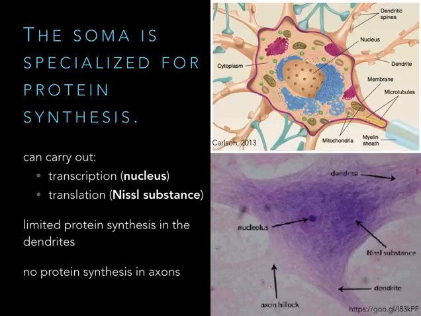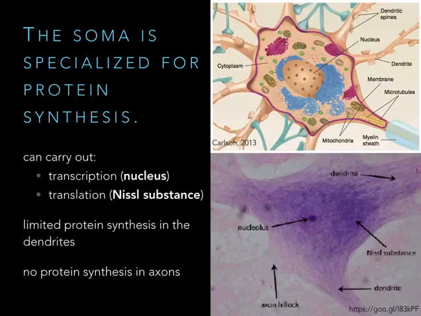I don't know if we'll talk about the details of that in this class, but keep in mind protein synthesis can also take place to some degree in the dendrites, but it's a lot more restricted. It's only very specific proteins that are being created there. You won't find any protein synthesis in the axons, though. Axons are completely devoid. We can tell that by simply doing a Nissl stain.